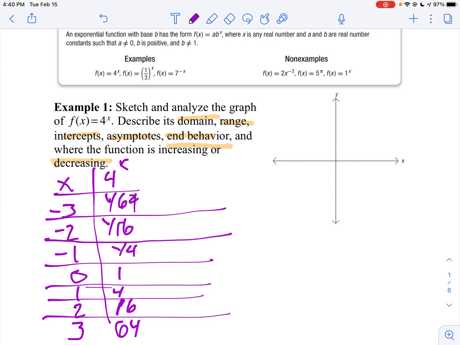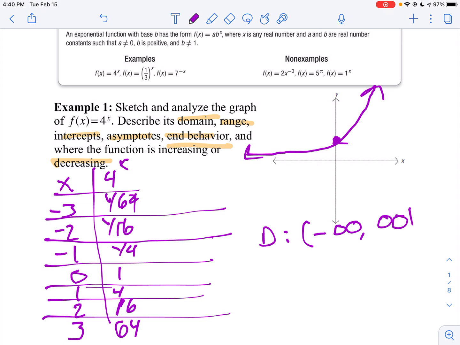So I can see my graph is going to be asymptotic to the x-axis and going up. Now the domain: my domain could be any number, can't it? So I'm going to go from negative infinity to positive infinity. My range has to be greater than 0. So my range is going to go from 0, can't be 0, so I'll put a parenthesis, to infinity.